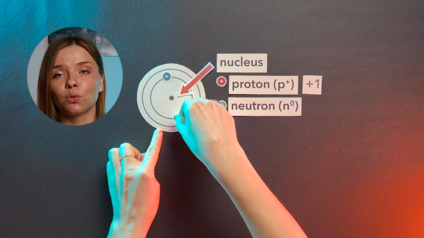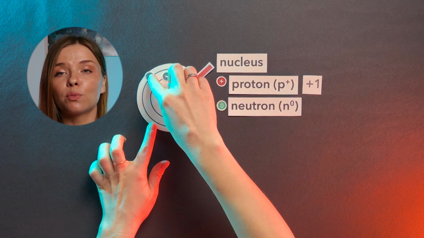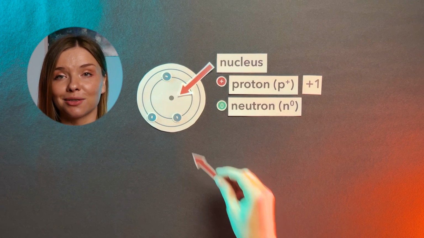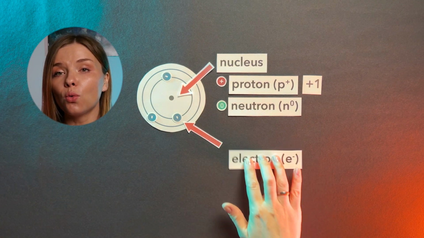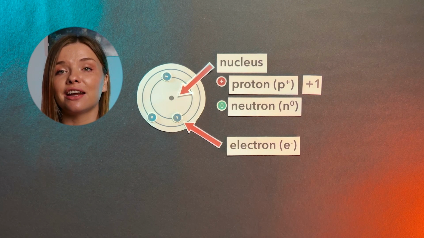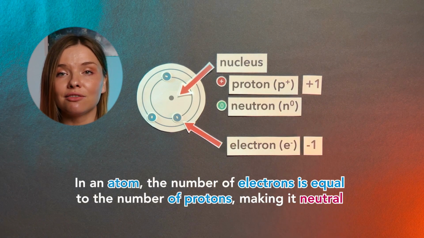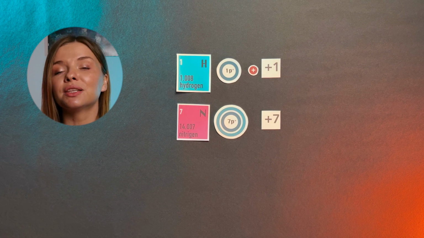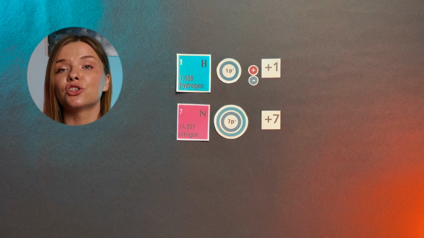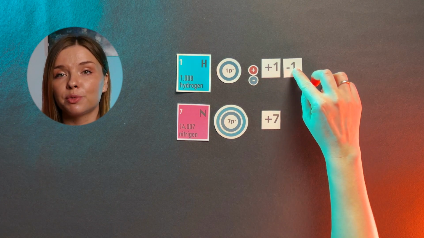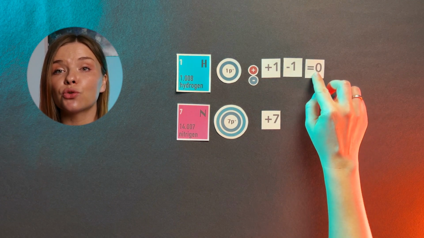Speaking in simple words, electrons orbit around the nucleus of an atom. Electrons have almost no mass, but each of them carries a charge of -1. In an atom, the number of electrons is equal to the number of protons, making it neutral. For example, in a hydrogen atom, there is one proton in the nucleus and just one electron orbiting it, resulting in a net charge of 0.